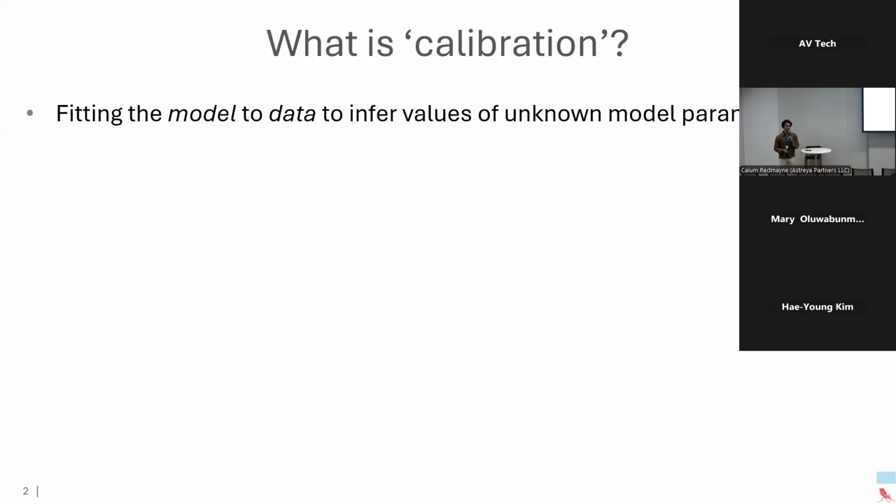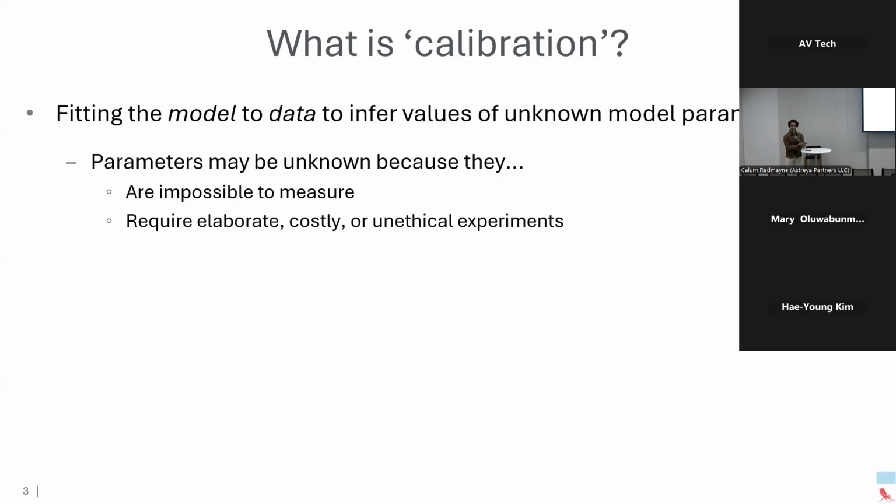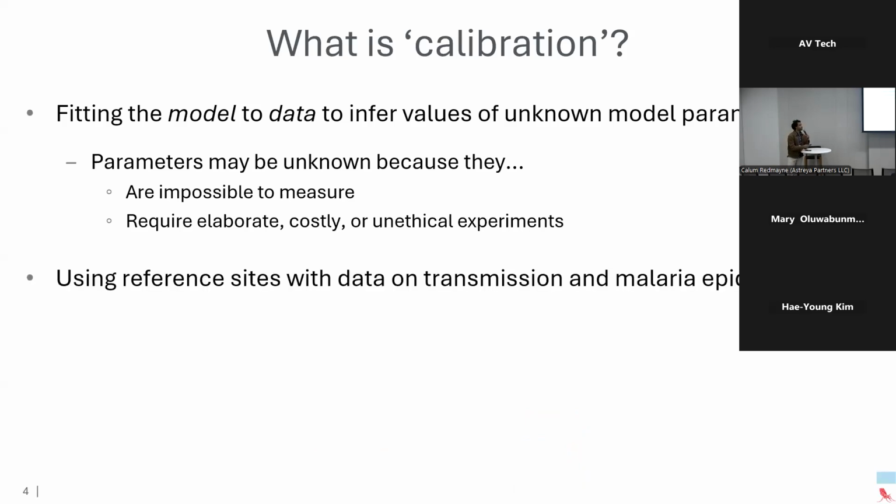I think people have the gist unless you just entered the room, but a little bit about what we mean specifically by calibration is fitting our model outputs to data to infer the values of some unknown model parameters. Like Aurelian mentioned, these may be unknown because they're actually impossible to measure or because the experiments that would reveal them are too costly or unethical.